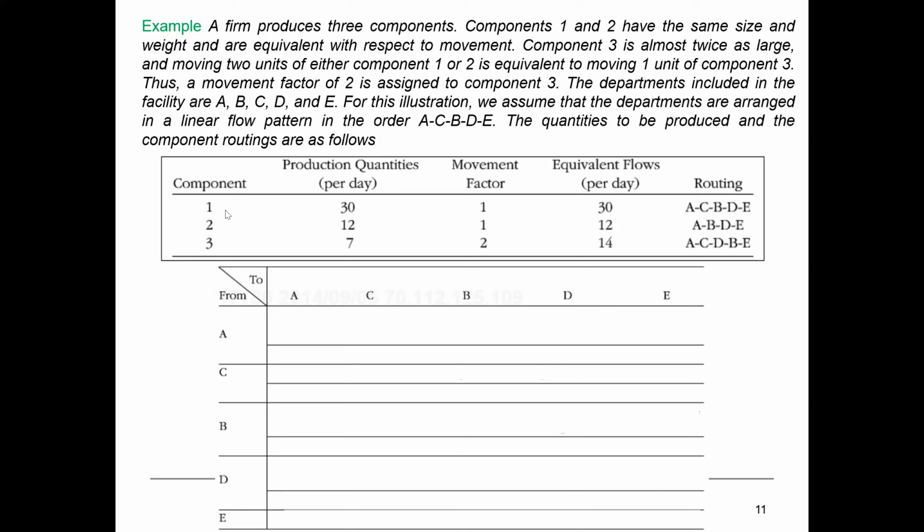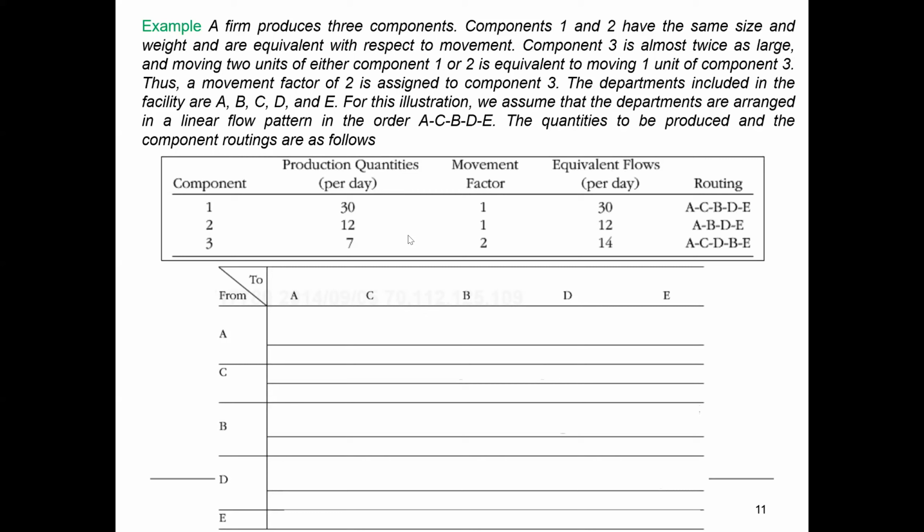So we have component number 1, which has a production of 30 per day, and as the example states, a movement factor of 1. So the equivalent flow per day is 30 times 1, 30. And this is the routing for component 1. It goes first to department A, then goes to C, then goes to B, then goes to D, and then to E.